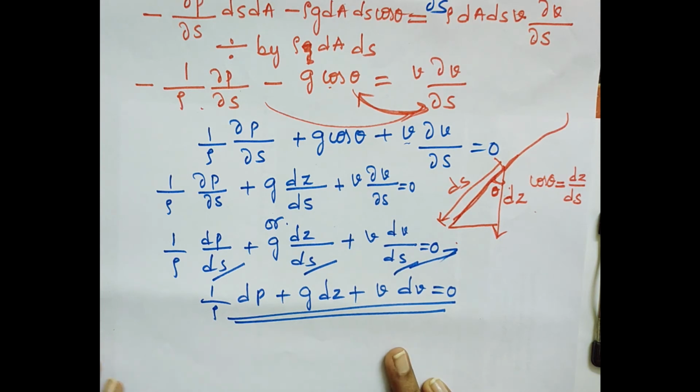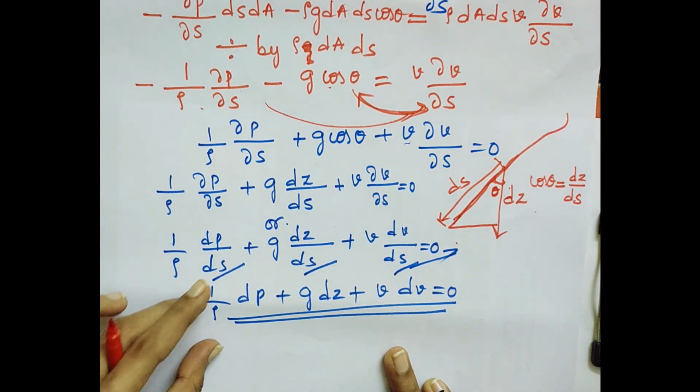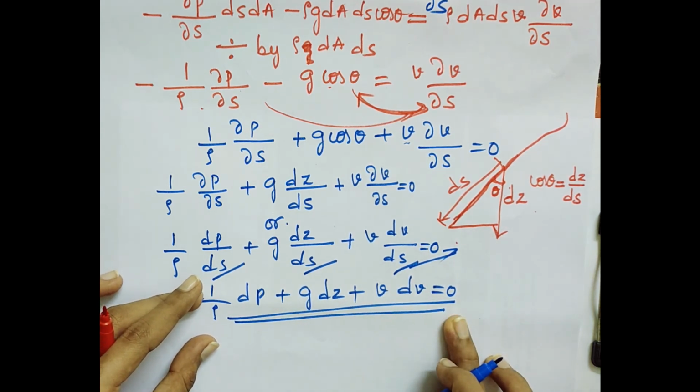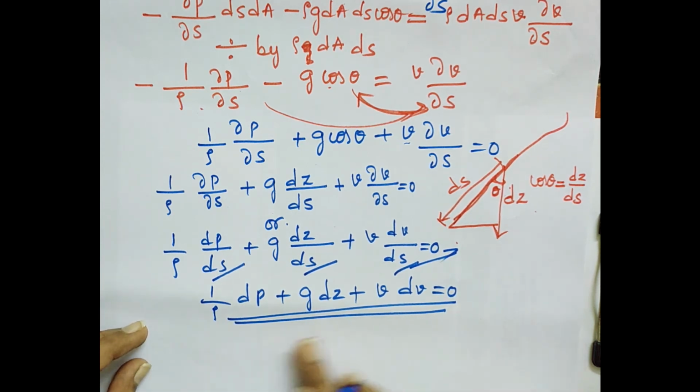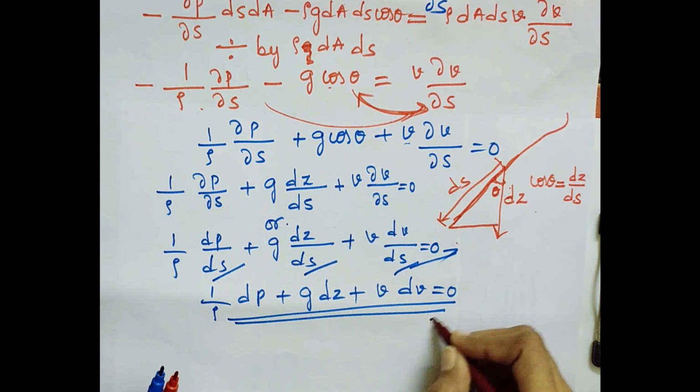Next you have the Bernoulli's equation. To derive the Bernoulli's equation, we have to start with the Euler's equation. Now we have obtained the Euler's equation, so using this Euler's equation, we are going to derive the Bernoulli's equation. In the problem or in the exam, they'll ask to derive the Bernoulli's equation starting with the Euler's equation. So for that case, you have to derive this Euler's equation.